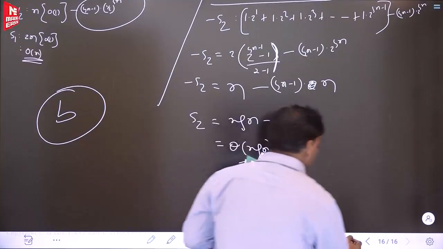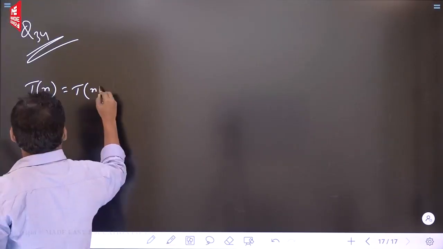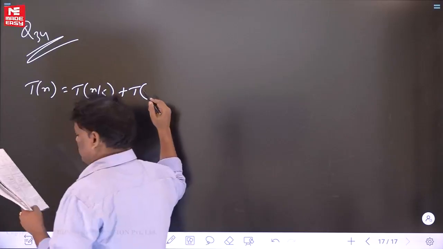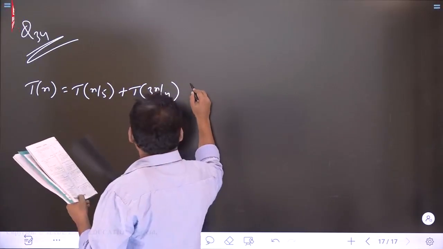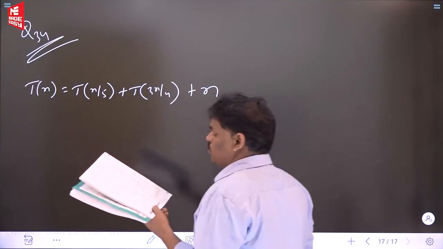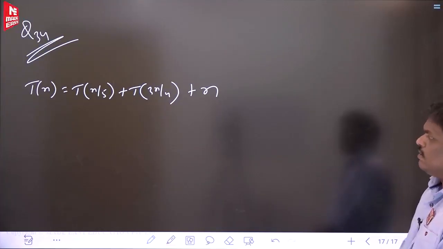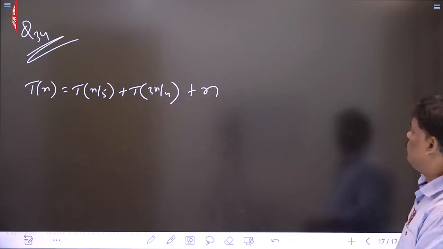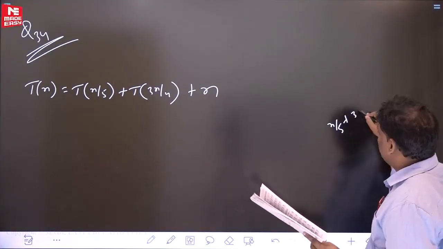Go to question number 34. One recurrence relation is given: T(n) is equal to T(n/5) plus T(3n/4) plus n. If you solve this recurrence relation, what will be the answer? I think you can solve it using the recursive tree method. Can you say what is the first level? N. What is the second level? N by 5 plus 3n by 4.